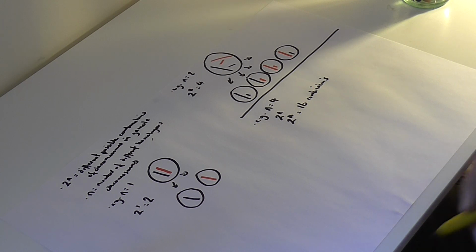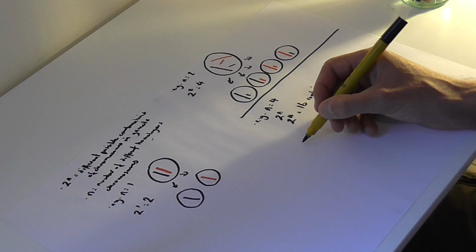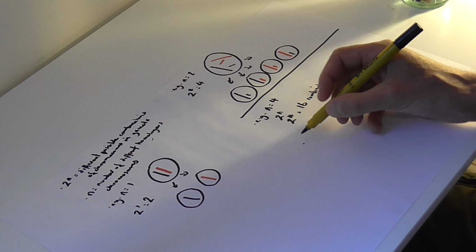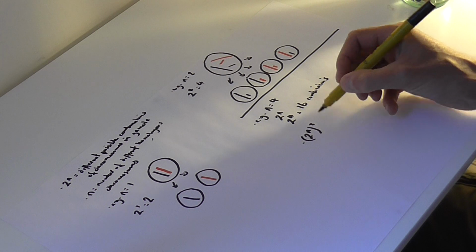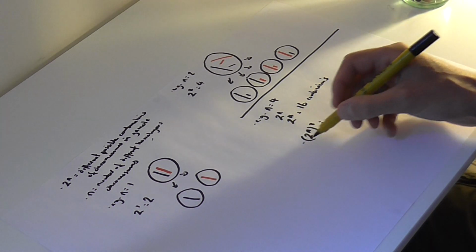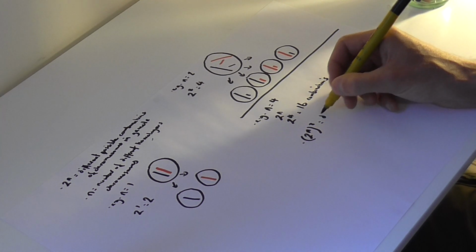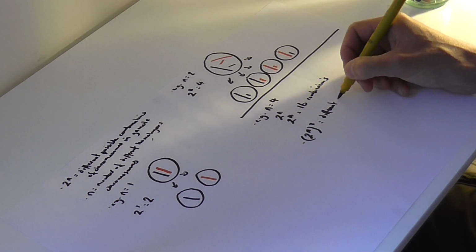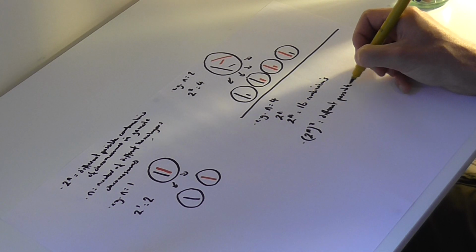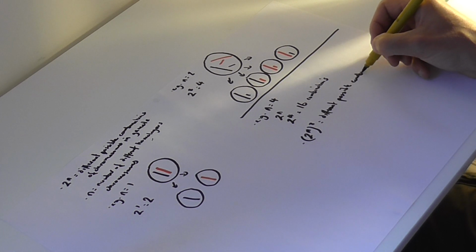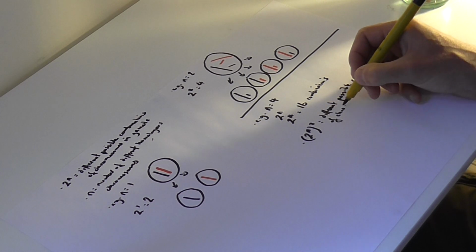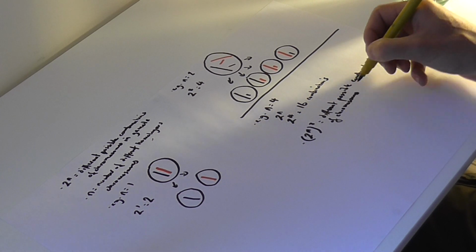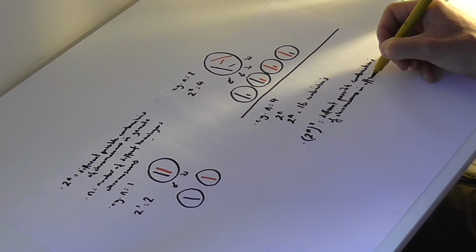So again, we need to be able to use another formula, and this formula is 2 to the power n in brackets and then squared. And so what this formula represents is the different possible combinations of chromosomes in offspring being produced.